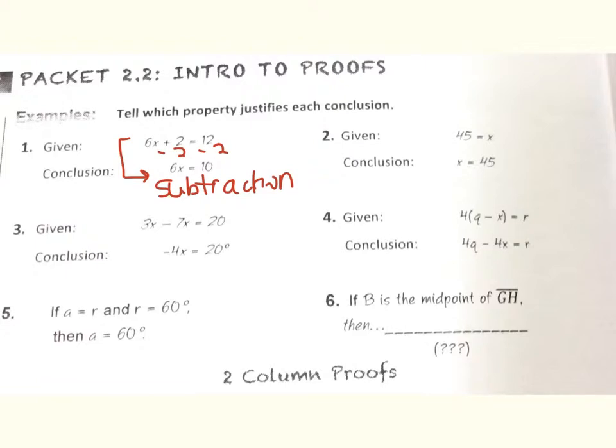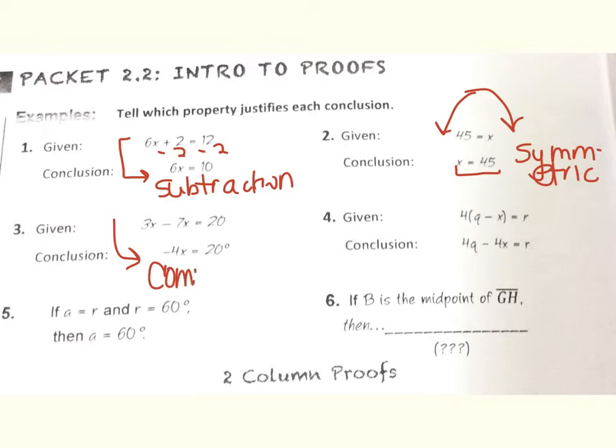Looking at number 2, 45 is equal to x. And notice that we switched this around. This is the symmetric property, and x is equal to 45, and we'll call that the symmetric property. Here we have 3x minus 7x equals 20, and that goes to negative 4x equals 20. What just happened? We combine like terms. Sorry about the handwriting.